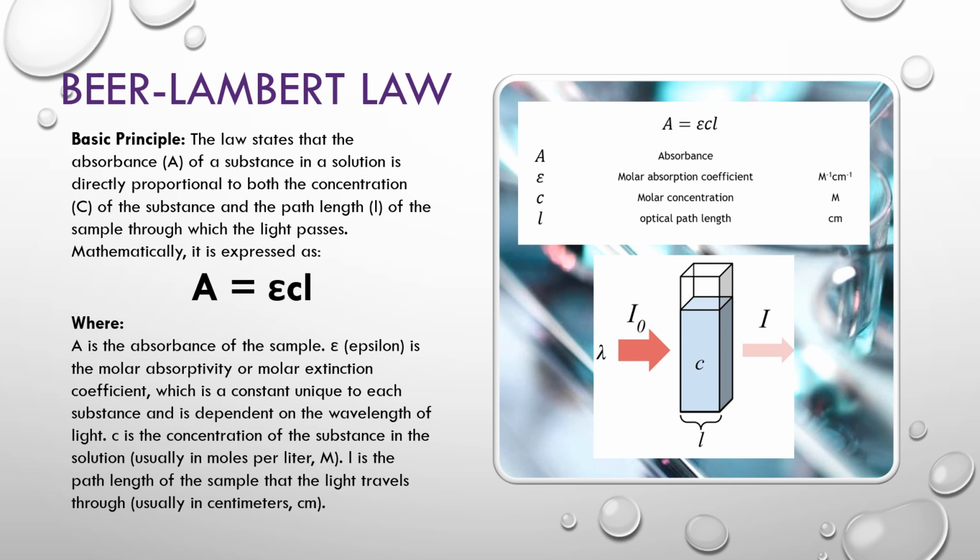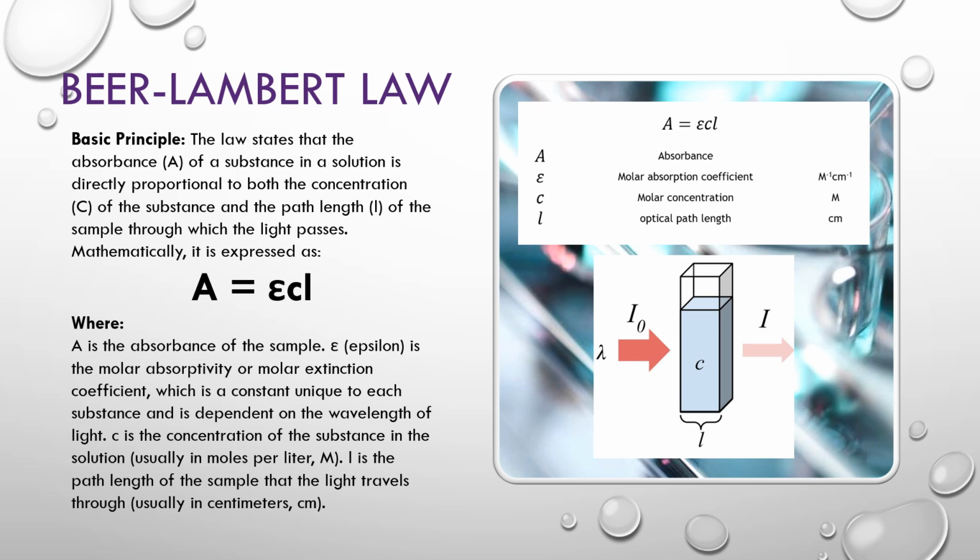Basic principle: the law states that the absorbance, A, of a substance in a solution is directly proportional to both the concentration, C, of the substance and the path length, L, of the sample through which the light passes. Mathematically, it is expressed as A = εCL, where A is the absorbance of the sample. Epsilon is the molar absorptivity or molar extinction coefficient, which is a constant unique to each substance and is dependent on the wavelength of light.